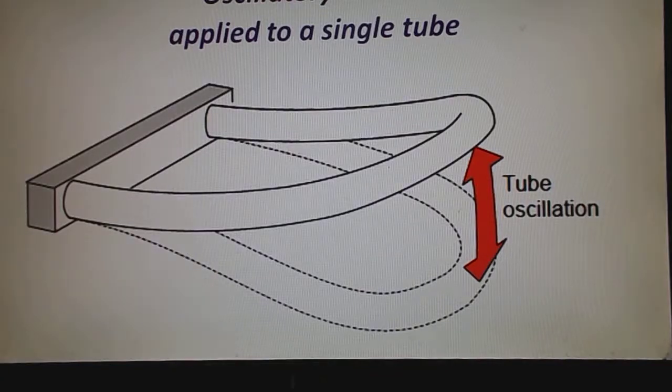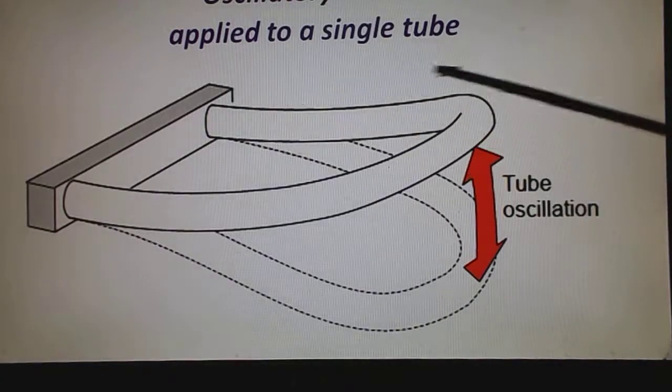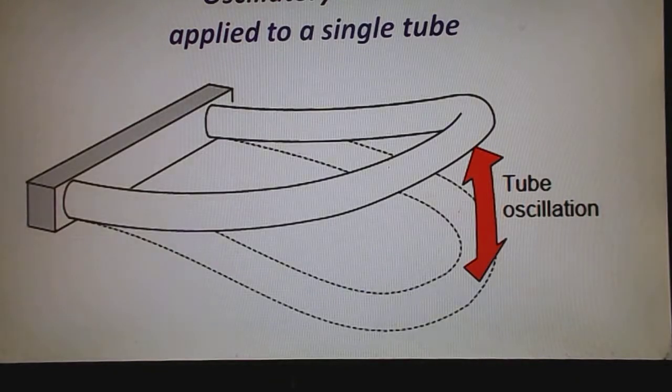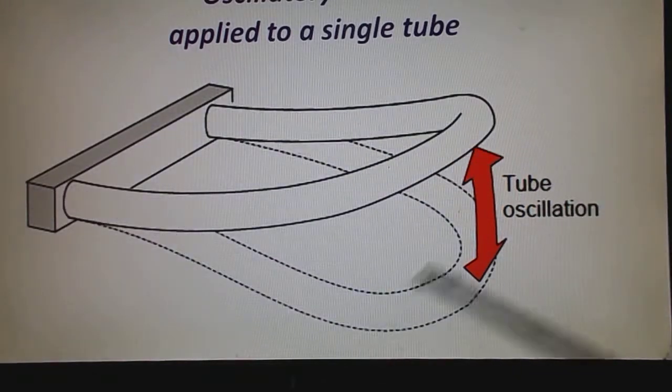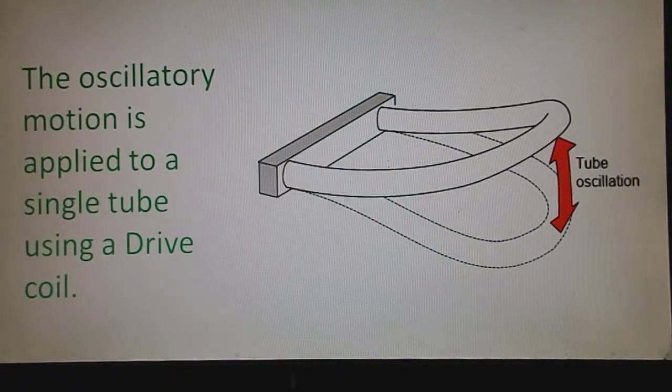In this you can see a tube. This is a hollow tube, and this hollow tube is being oscillated around this axis. This oscillatory motion is being applied to this hollow tube. This oscillatory motion is being applied using a drive coil.